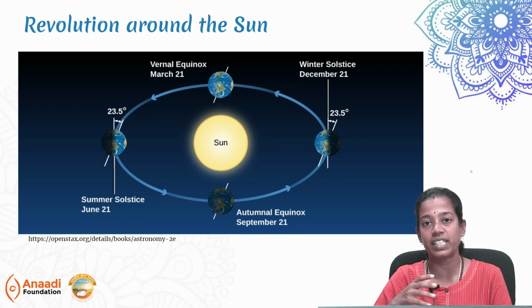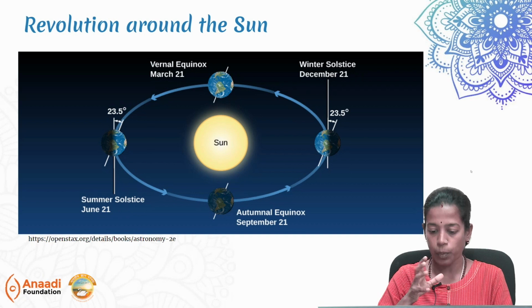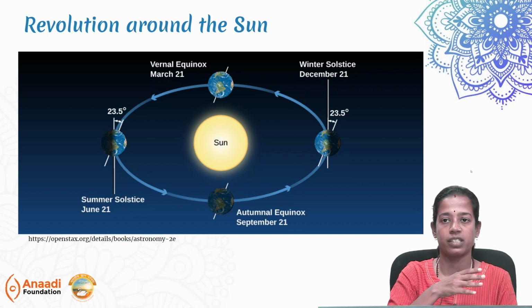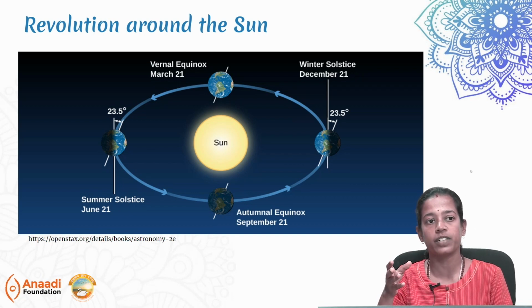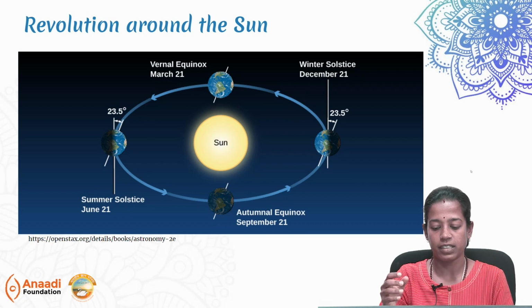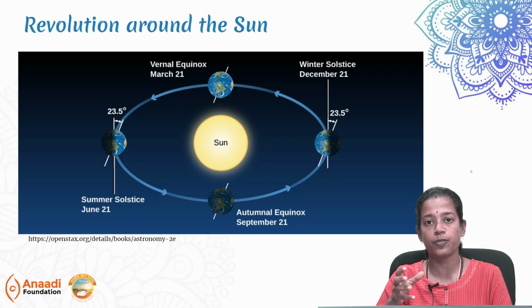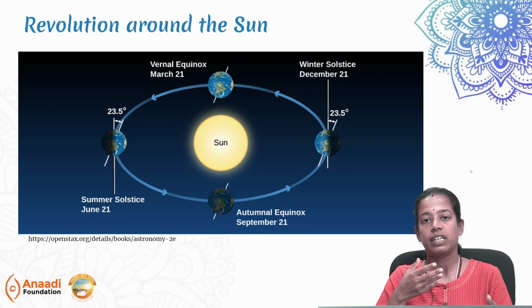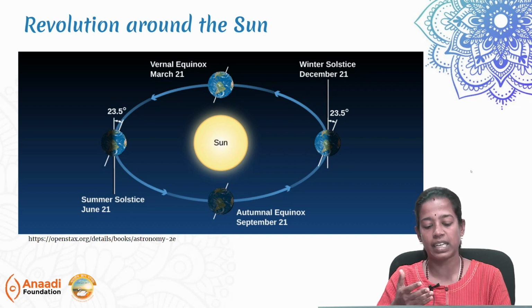Solstices occur twice a year, around June 21st, which is called the summer solstice, and around December 21st, which is called the winter solstice. This is for the northern hemisphere. The reverse will happen for the southern hemisphere.